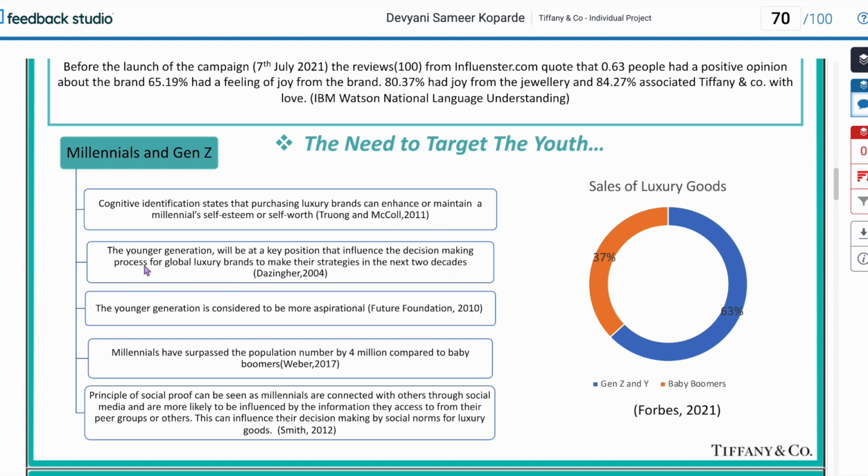Then again, I have added some information, again a citation. The younger generation is considered to be more aspirational, another citation. Millennials have surpassed the population by 4 million compared to baby boomers. Then there is another theory, the principle of social proof, given by Smith. As you can see, it is either in-text citations or theories that I've used, and because he wanted some SmartArt, I have added that right here.